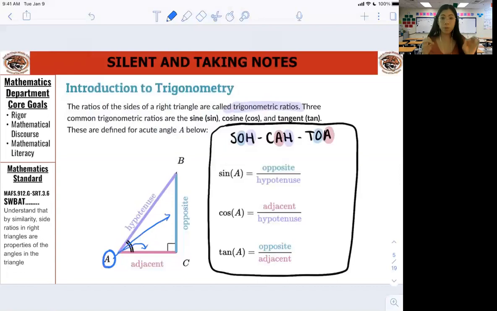So that's why those words are really important, to make sure you remember which one is opposite, which one is adjacent, and which one is the hypotenuse, because in a moment, we're going to do this using numbers. Does anybody still need a couple seconds to write this down? Yes? Okay, that's fine. All right, anybody else need a second?